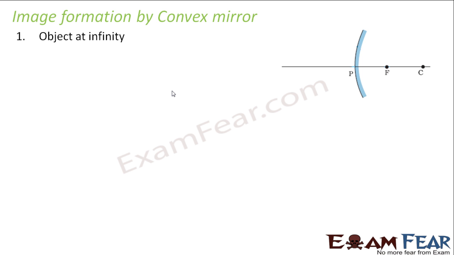So let us consider the first scenario where again we assume that the object is at infinity, but now the object is placed in front of a convex mirror. So a convex mirror is a diverging mirror. That means the rays of light which fall on the convex mirror will always have a tendency to diverge, right? So let us consider this scenario where the object is at infinity.